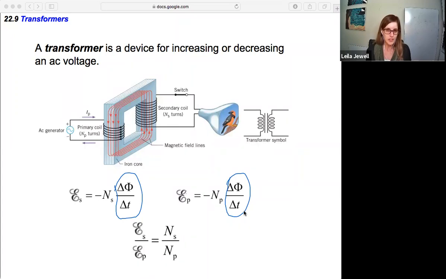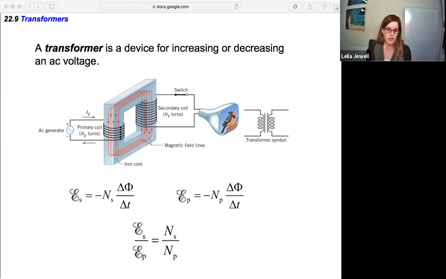What we can do then is divide the EMF of the secondary by the EMF in the primary coil. And these two terms would cancel out, the negative signs would cancel out, and we're left with this equation, that the EMF in the secondary coil divided by the EMF in the primary coil is equal to the number of turns in the secondary divided by the number of turns in the primary. And if your transformer is well designed with very little resistance, then it turns out these EMFs are very close to the terminal voltage, what you would actually get if you connected something to it.